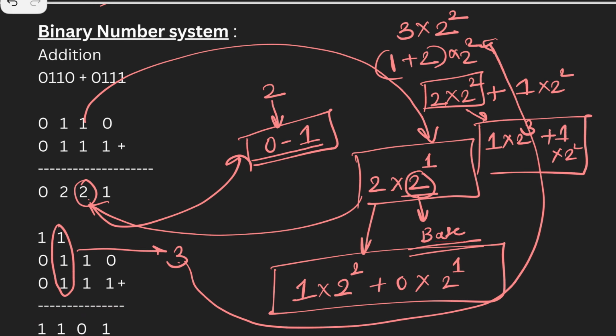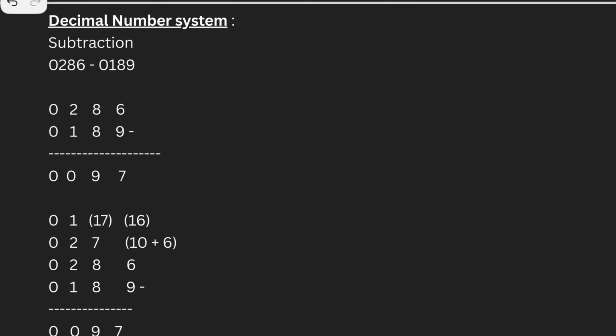I hope that you have understood the binary number system addition. It's exactly like the decimal number system, just the base is going to change. Take one or two different examples and try to do it on your own. You will understand with more clarity. Now let's move forward. Now let's talk about the subtraction.